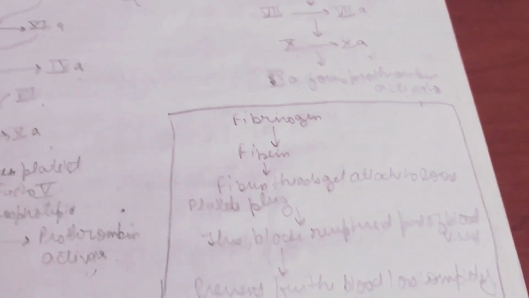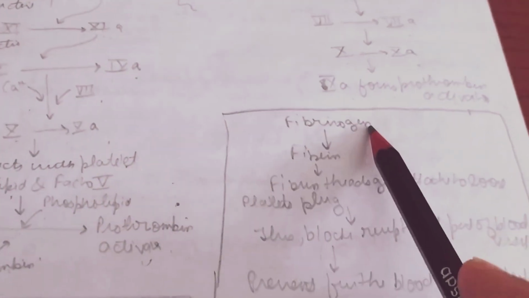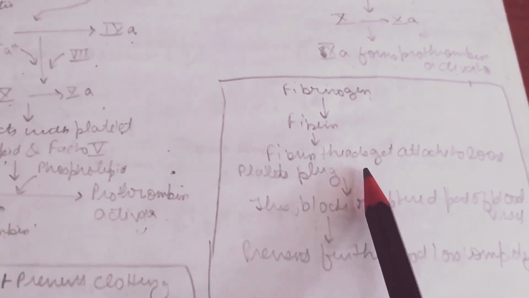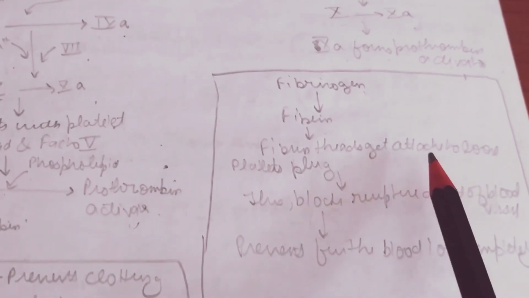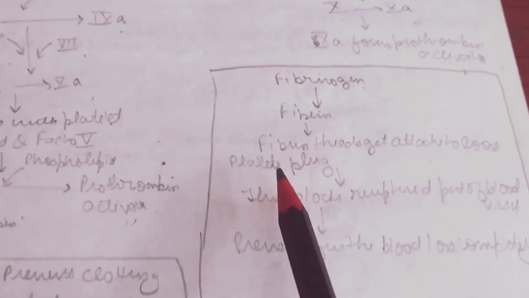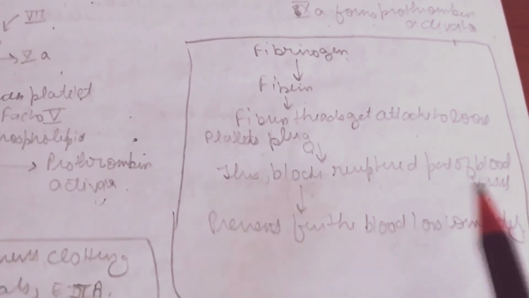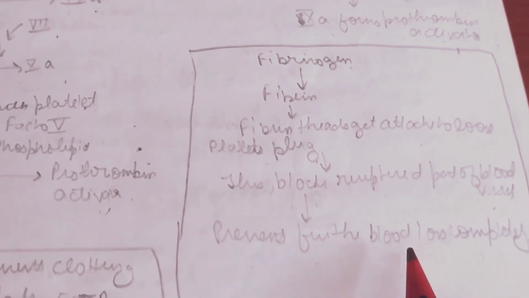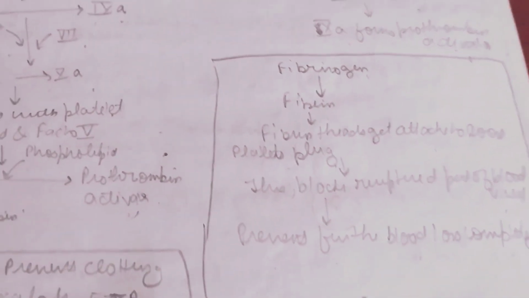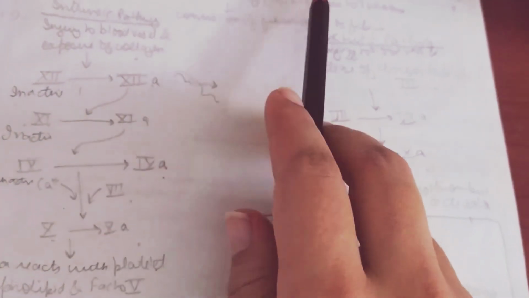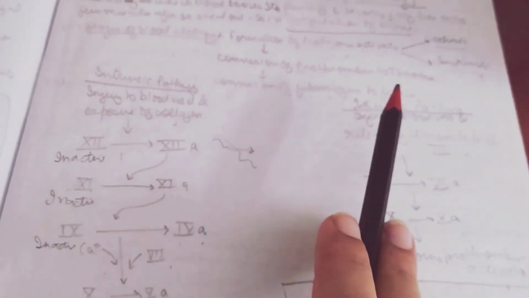Now let's talk about fibrinogen. Fibrinogen converts into fibrin. Then fibrin threads get attached to the loose platelet plug. This blocks the ruptured part of the blood vessel and prevents further blood loss completely. This was the coagulation, that is formation of prothrombin activator by intrinsic or extrinsic pathway.